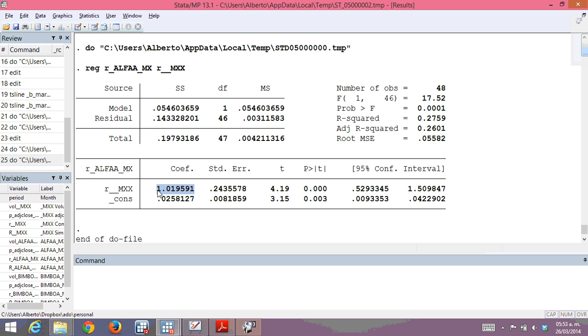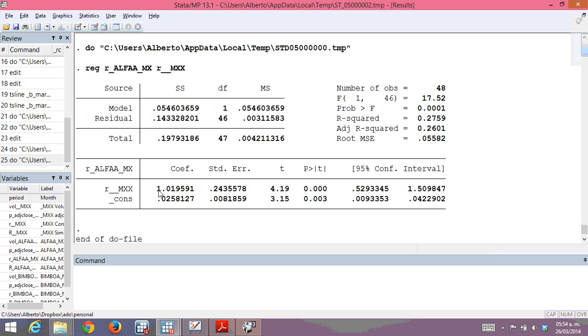In terms of the market model, this corresponds to the beta, the market risk of alpha. Even though I'm looking here at the market returns, this beta corresponds to the market risk of alpha. It's a little bit confusing sometimes, but this 1.01 is the beta of alpha in the model, and this is the standard error of beta 1. This is the t value of beta 1, the p value of beta 1, and the confidence interval.